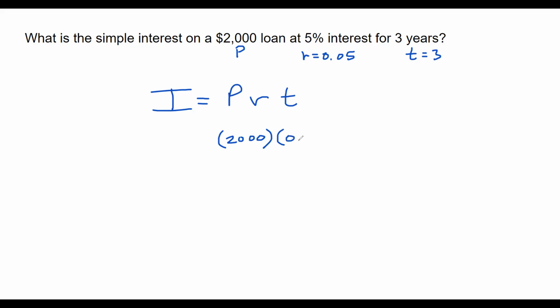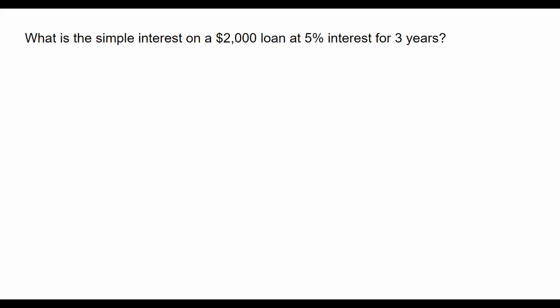Now we just have to multiply those three things together. 2,000, 0.05, and 3 years. And that gives us an answer of $300 of interest is earned over the 3 years. Now, the question asked us for the interest, so we are done. We don't have to find the balance. Let's move on to the next question.